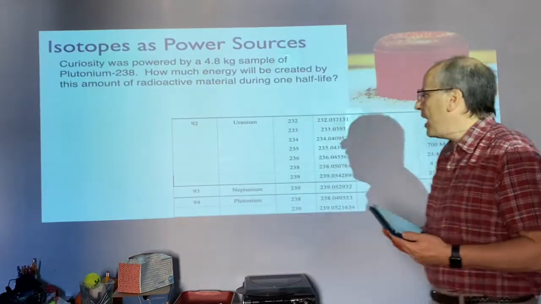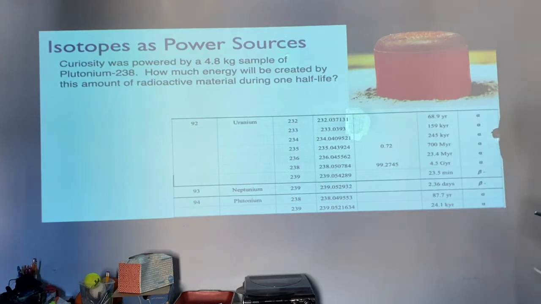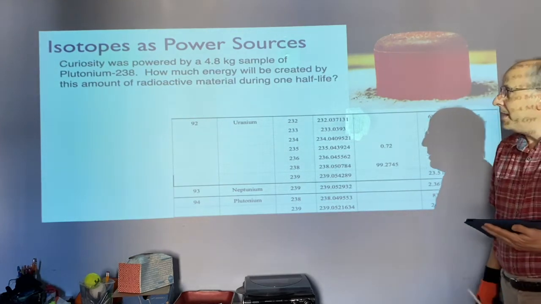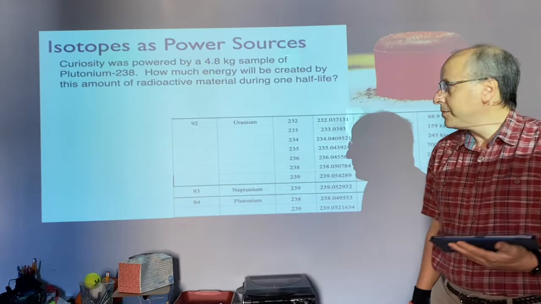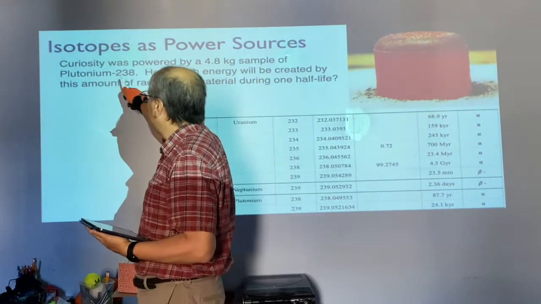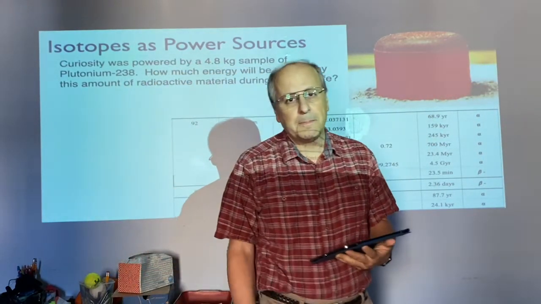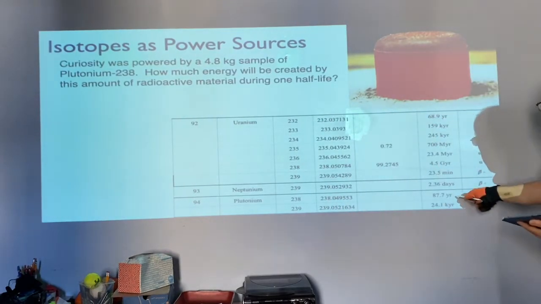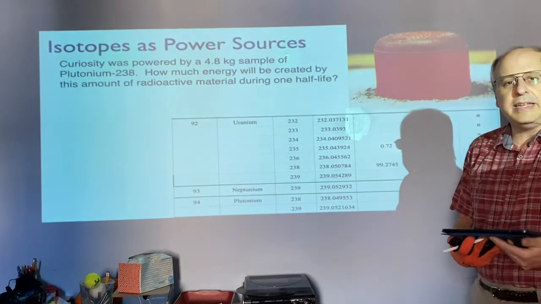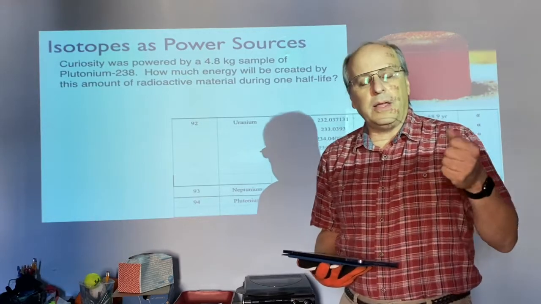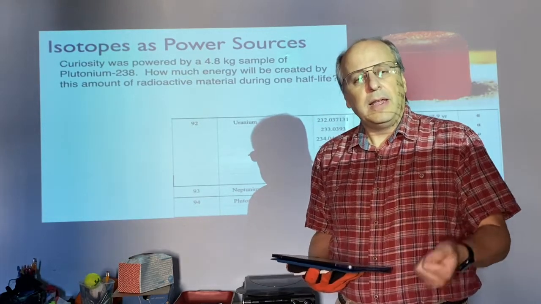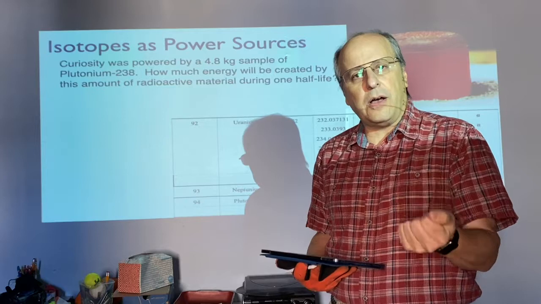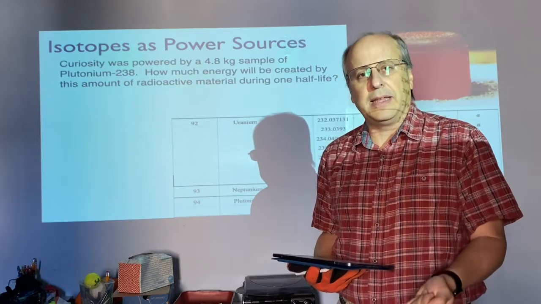So what they decided to do was use a radioactive isotope. They used plutonium, the isotope plutonium-238, and what they realized is that plutonium-238 had a half-life of 90 years, meaning that in a 90-year time period, it would still have half of its fuel remaining.